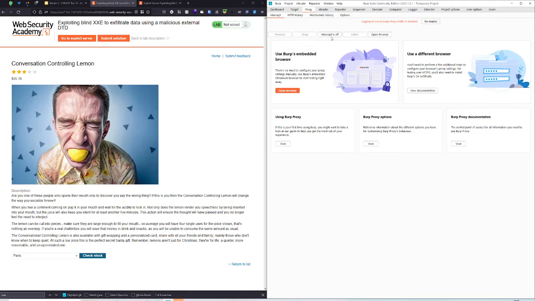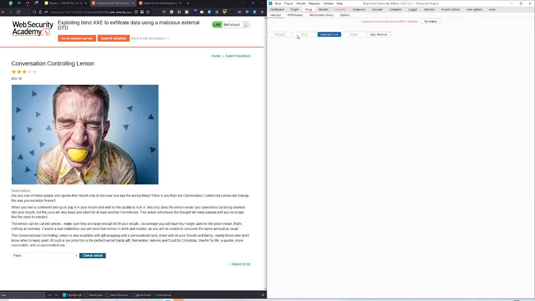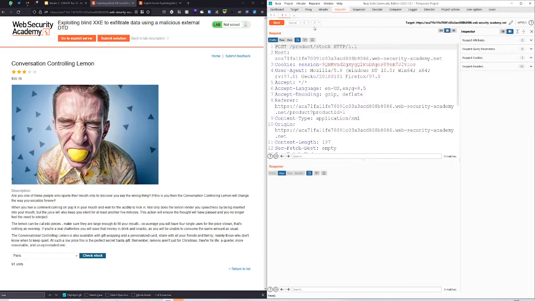So let's just intercept, check stock. Right, awesome. What we can do is send this to Repeater, because we don't want to be doing this every time, not if we can help it. What do we get back from this? 91. Awesome. That's exactly what we want to see. We want to see it working. I'm just popping up my chat as well. Right, okay, cool. Hey, thanks for the follow.